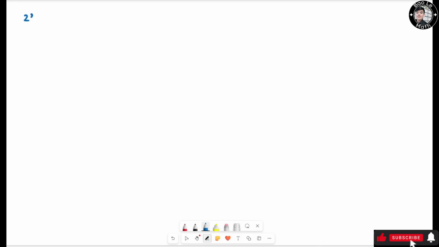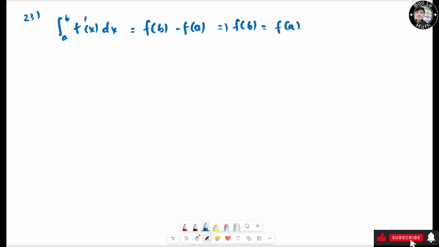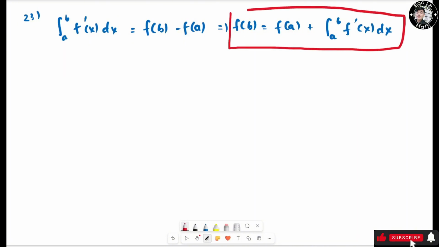Number 23. We're going to talk about the fundamental theorem of calculus. We have the integral from a to b of f prime of s ds is going to be f of b minus f of a, right? Where f is the antiderivative of f prime, right? So then you have f of b equals f of a plus the integral from a to b of f prime of s ds. This formula is used a lot in the contest.